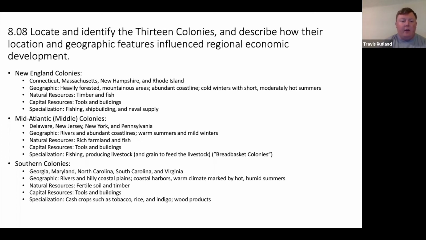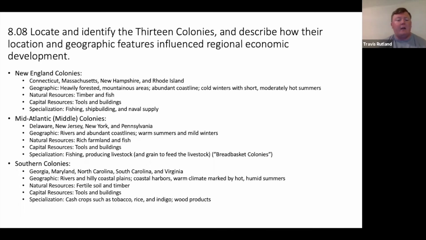Geographically, they have rivers and abundant coastlines, warm summers and mild winters. Their natural resources are rich farmland and fish, capital resources, tools, and buildings. And so they are going to specialize in fishing and producing livestock and grain to feed the livestock. This is what gets them the nickname of the breadbasket colonies, because they are so good at growing grain, which of course can be made into bread. They're called the breadbasket colonies.